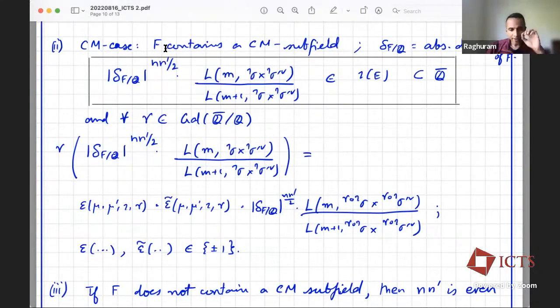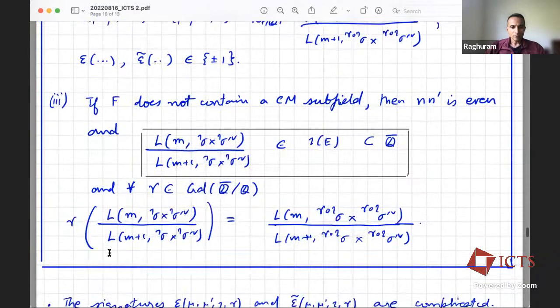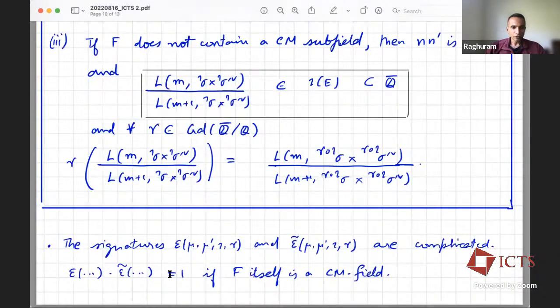So if F is actually a CM field, then the theorem is discriminant to this power times the ratio of L values is algebraic and Galois equivariant. Okay. So that's this comment here. The product of these two signatures is trivial if F itself is a CM field, and can be non-trivial in general. Not only the individual epsilon and epsilon tilde, but the product can be non-trivial in general.